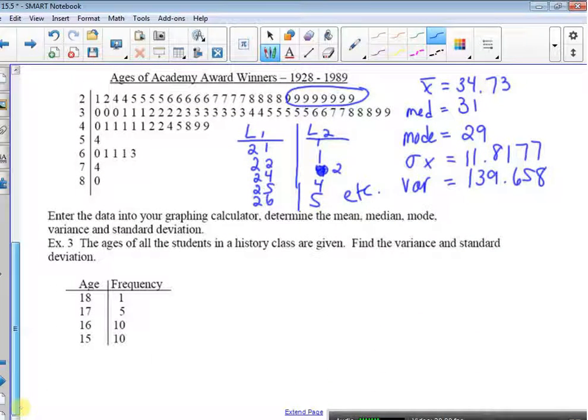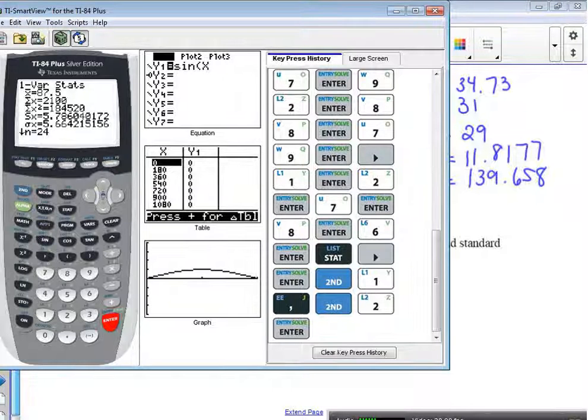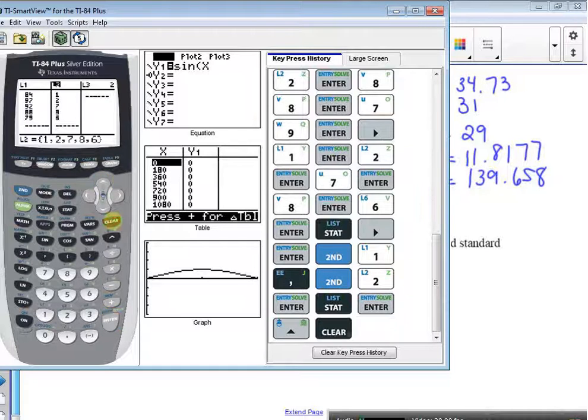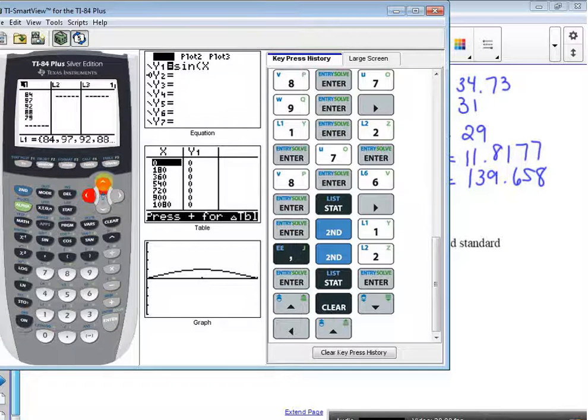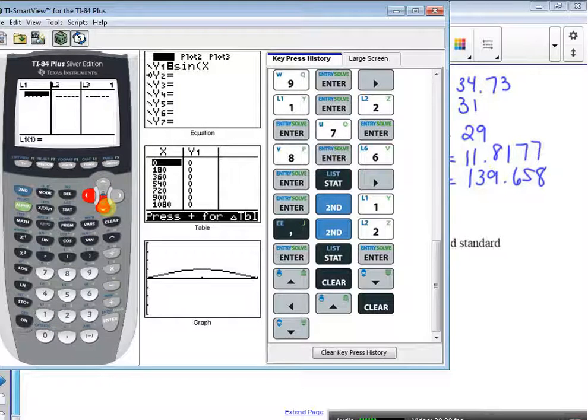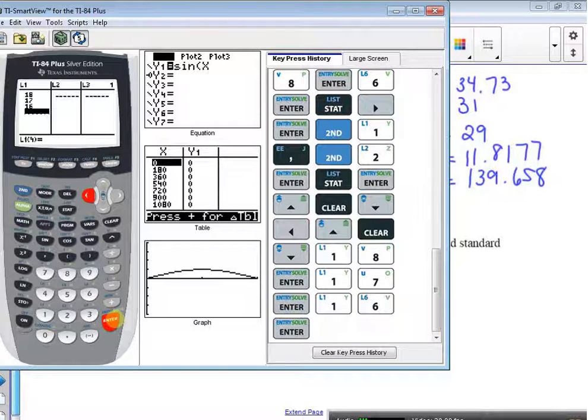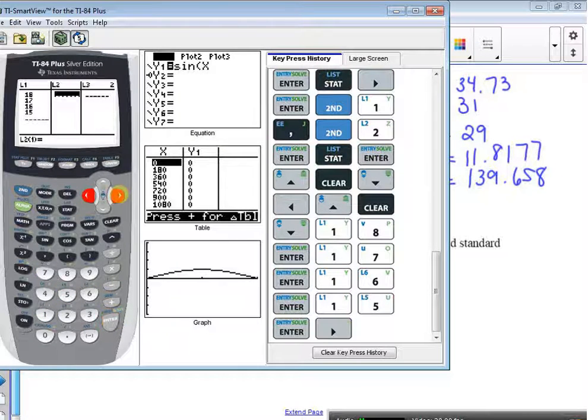Again, the next one: enter the data into your graphing calculator, the ages of students in a history class, and find the variance and standard deviation. You would do the same exact thing. And one last one, because it's a little bit easier and faster to enter. Again, clear, then 18, 17, 16, and 15, and 1, 5, 10, 10.